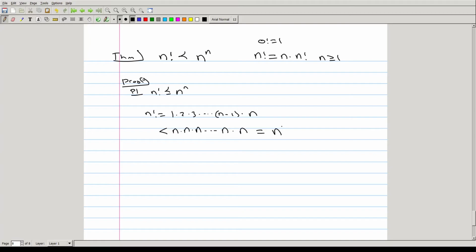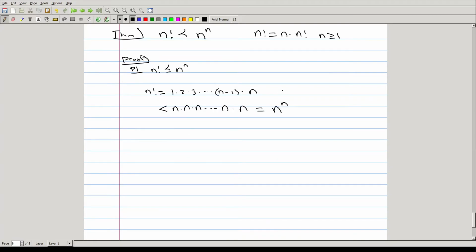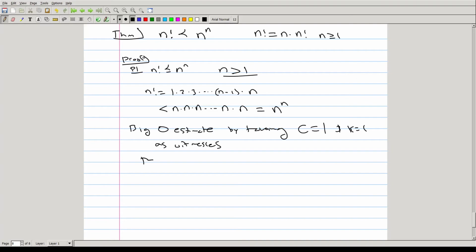And this is just equal to n to the power n. Therefore, we have a big O estimate here, taking C equals 1 and K equals 1 as witnesses, because when n is strictly greater than K, or strictly greater than 1, this strict inequality will always hold, and therefore n factorial is dominated by n to the power n, or n factorial is big O of n to the power n.